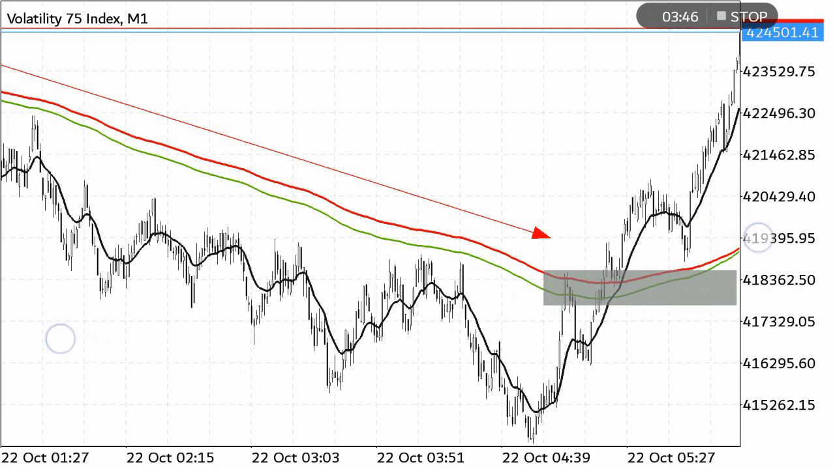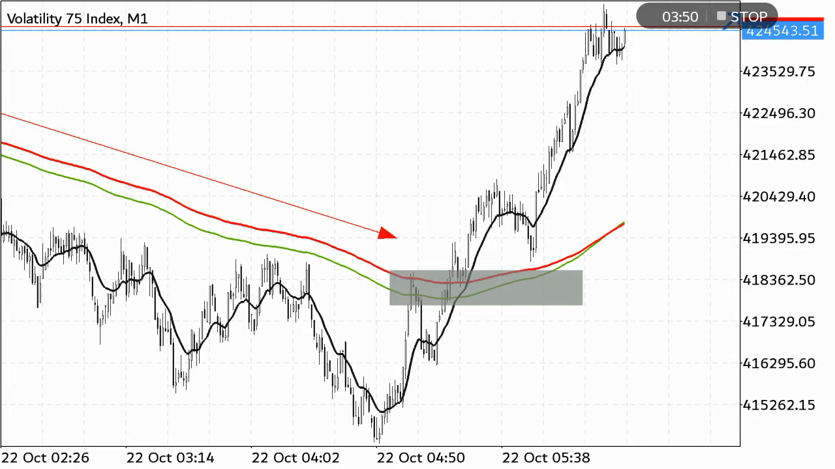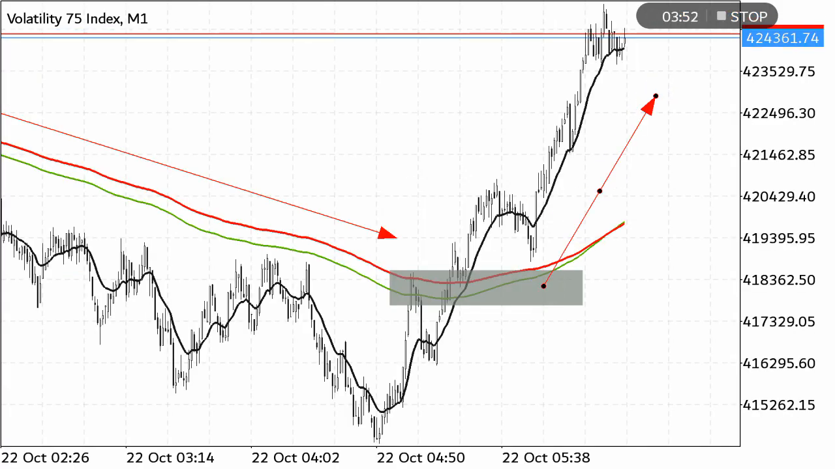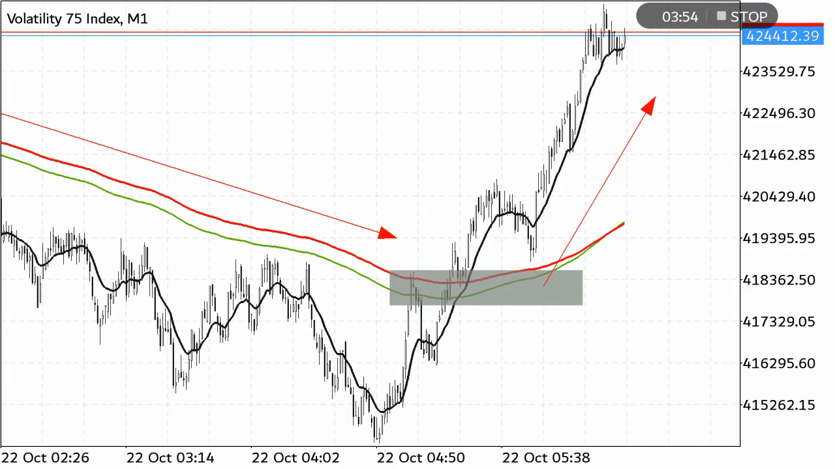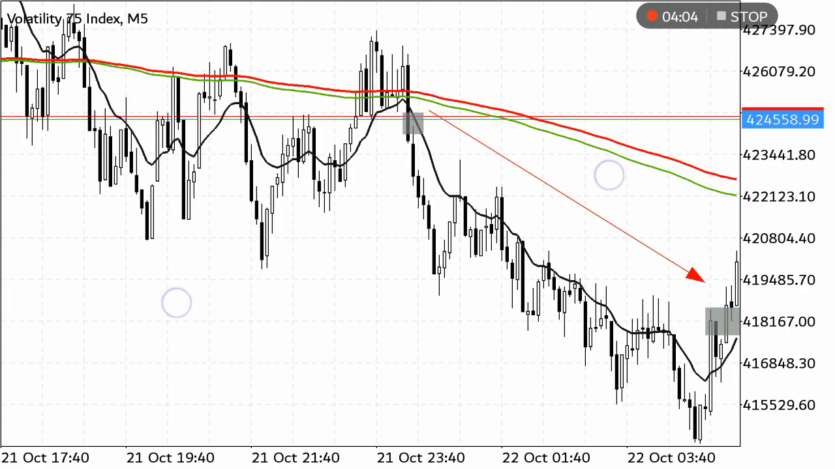So it's very easy to predict the price momentum and also the direction of the trend on any time frame. Look here, it started buying and continuously going up. Okay guys, I hope you understand. Look at the M5 time frame, and that sell started from this point on the M1 time frame.